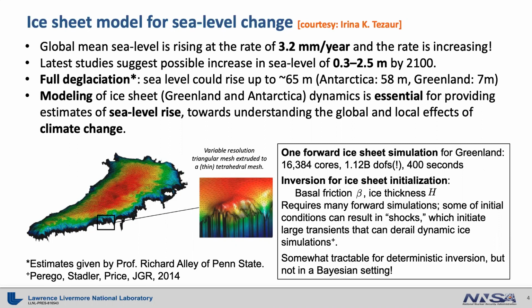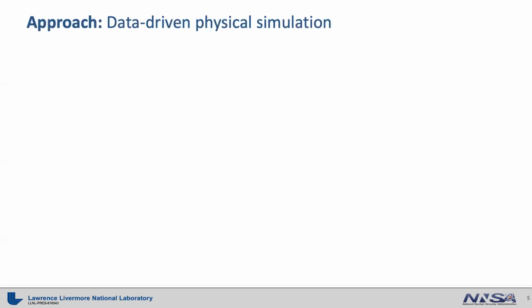If we talk about the inverse problem, where we need to find out, for example, basal friction and ice thickness, many simulations need to be run. Furthermore, if we talk about some Bayesian optimization setting where uncertainty needs to be incorporated, this is simply intractable. So we need surrogate models to accelerate these kinds of simulations.